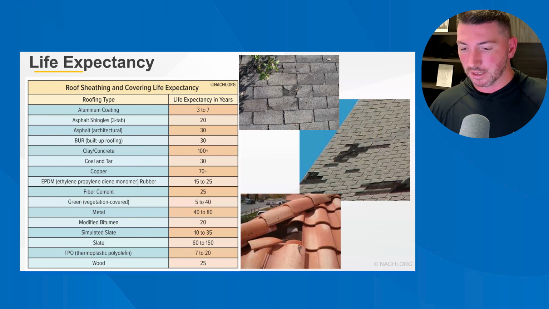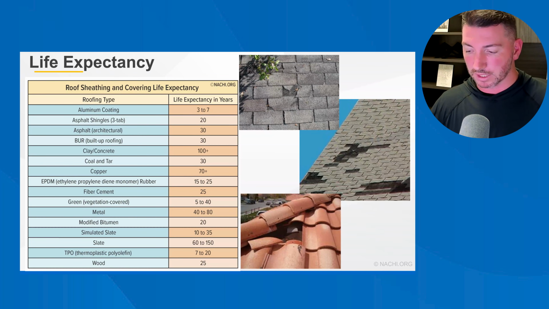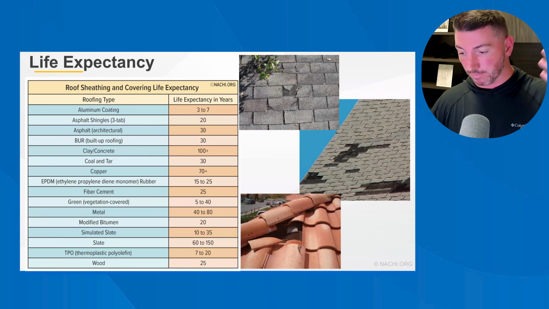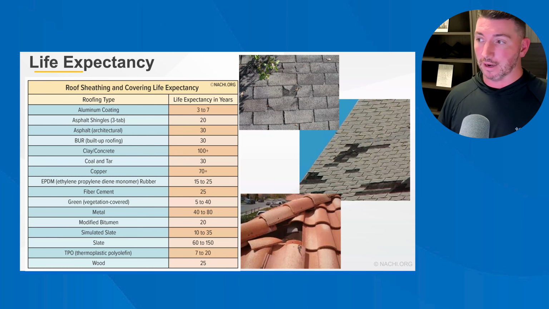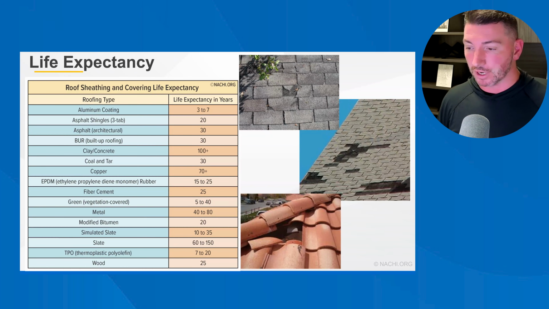So, roof sheathing and covering life expectancy. The life of a roof really depends on local weather conditions, and I can tell you that firsthand. I've inspected roofs from Maine all the way down to Georgia and Alabama, and pretty much every state in between. I've inspected 16 states along the eastern seaboard, and a roof that in North Carolina is 18 years old looks like a roof in Massachusetts that's 38 years old.